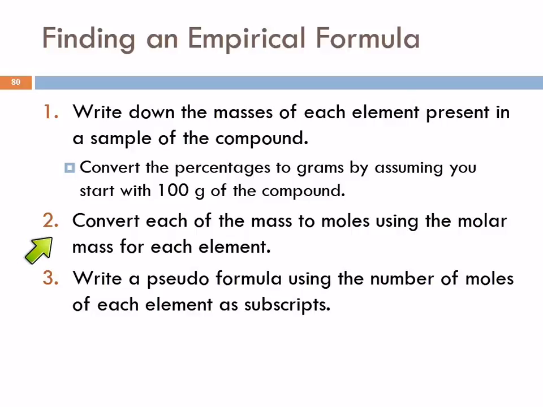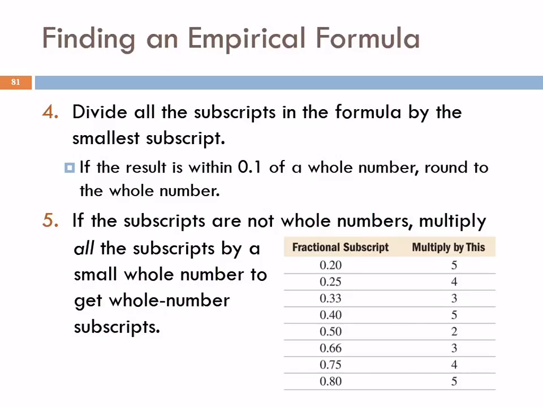The next step is to convert the mass of each element to moles, because we can't derive a formula based on ratios of masses, just on ratios of moles. So we convert mass to moles using the molar mass for each element. And then we're going to have some numbers that are not going to be nice whole numbers. They're going to be messy decimal numbers. But you can write a pseudo formula using the numbers of moles of each element as subscripts. And then we have to make it into whole numbers. I lied. There aren't 3 steps. There's 5 steps.